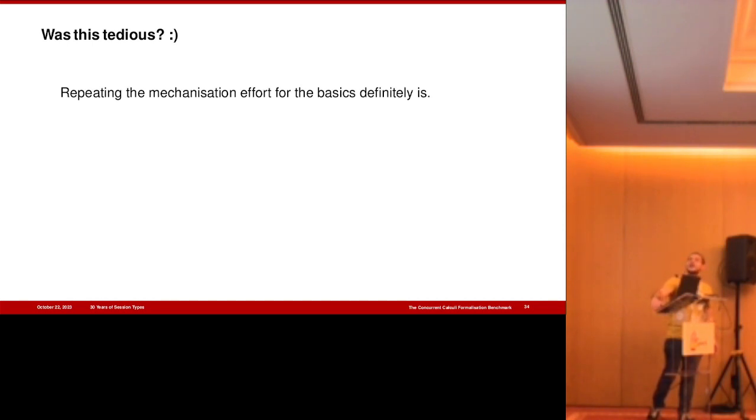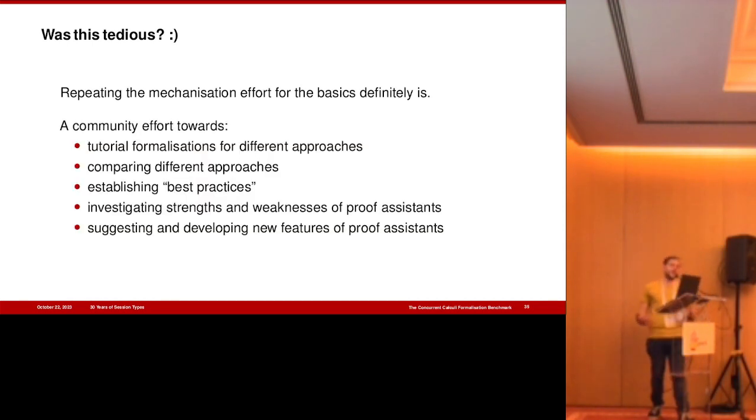So for this reason, for the tediousness that is intrinsic in a mechanization effort, sometimes it's fun, sometimes it's tedious, we want a community effort. We are asking for a community effort that will develop, ideally, tutorial formalizations for different approaches and different proof systems, comparing the proof systems. So, you know, Coq can do dependent types, Isabelle has classical reasoning, these kinds of things. We want to have this comparison, maybe in a better, more friendly way than the usual, but focused on session types and concurrency.